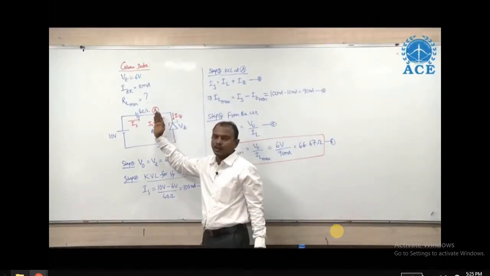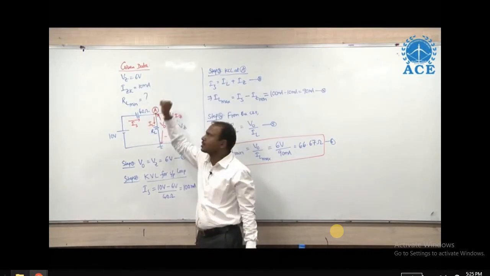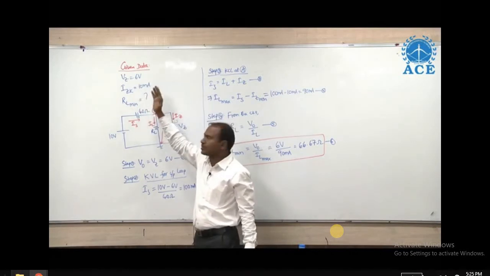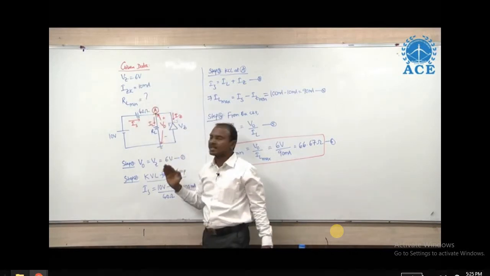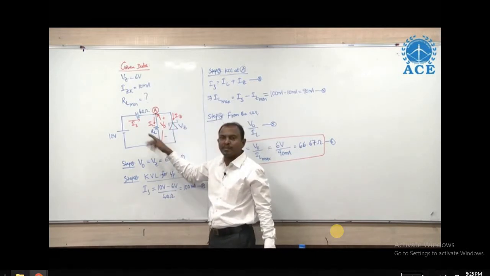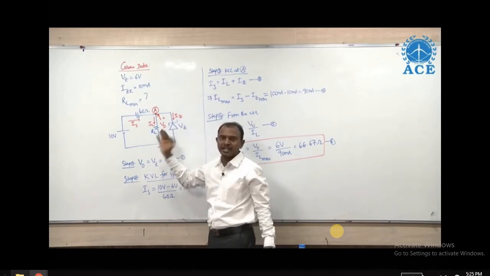In this circuit, the examiner has given the Zener breakdown voltage as 6 volts and the Zener knee current, Iz minimum, as 10 milliamps, and is asking us to calculate the minimum value of RL permitted for satisfactory voltage regulation in the given circuit.